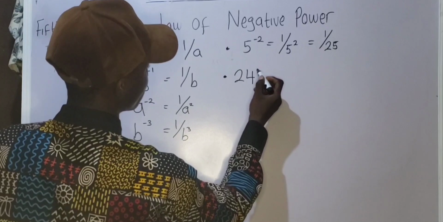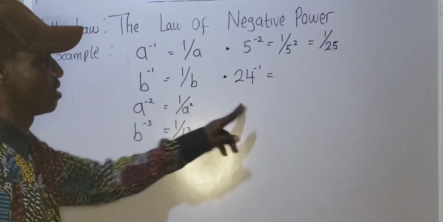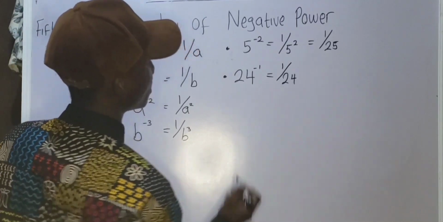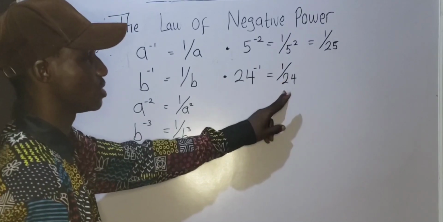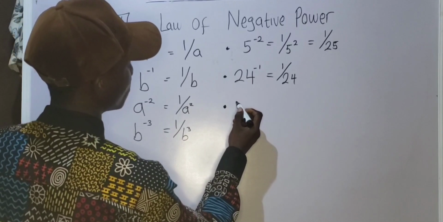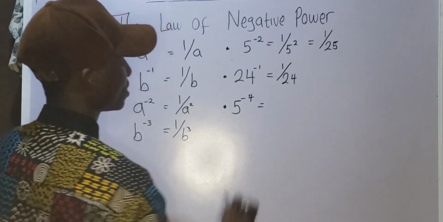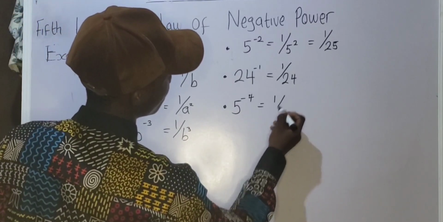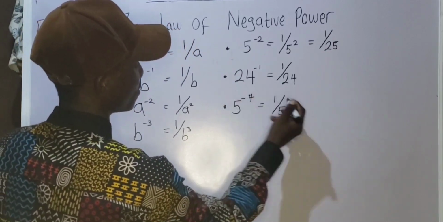24 raised to the power of -1. What's the answer to this? We're just going to take the reciprocal, that is 1 over 24 raised to the power of 1. 24 raised to the power of 1 is what? 24. So this also gives this. You understand? So for example, if you have 5 raised to the power of -4, what is the answer to this question? We are going to take the inverse of this number, that is 1 over 5 raised to the power of the power that we have, 4.